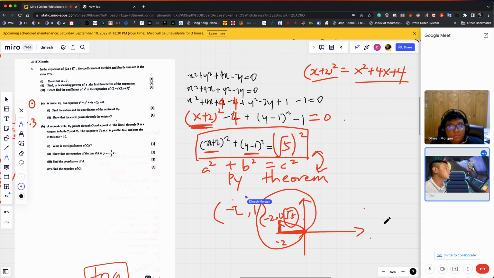I don't know how this can help you in the future, but I think it's good to know. You see the Pythagoras theorem in this equation of the circle. Good. Next, continue. So the next part is B.